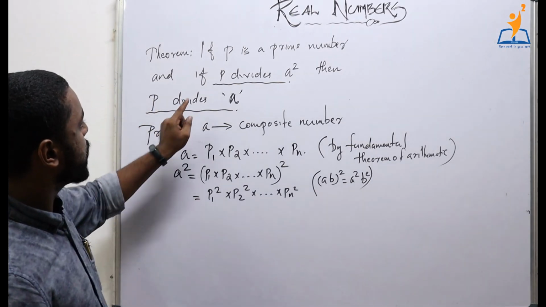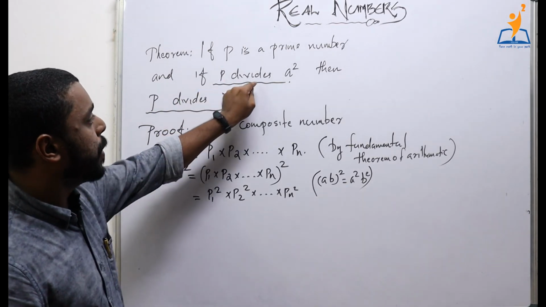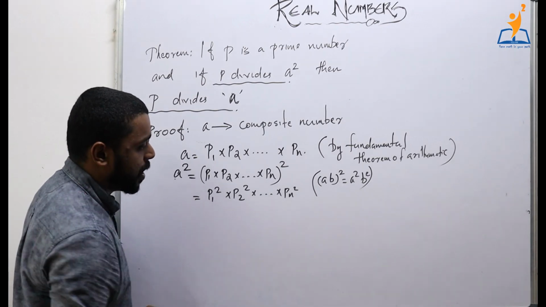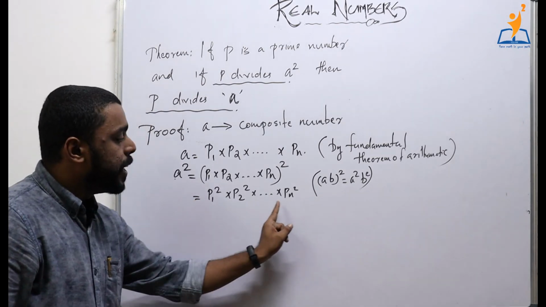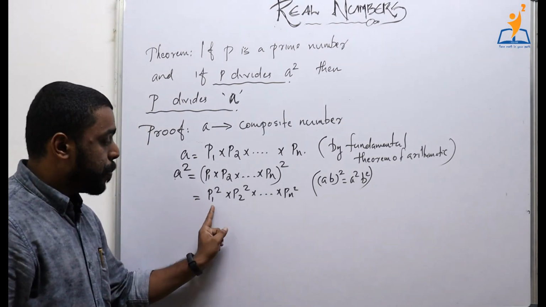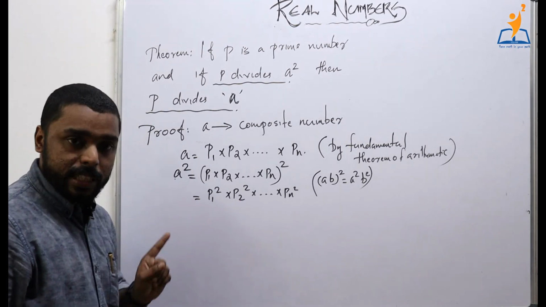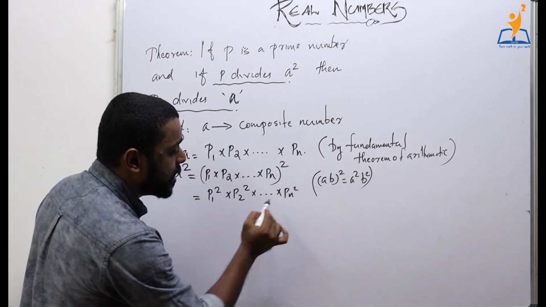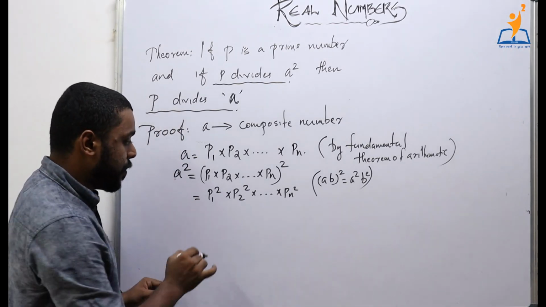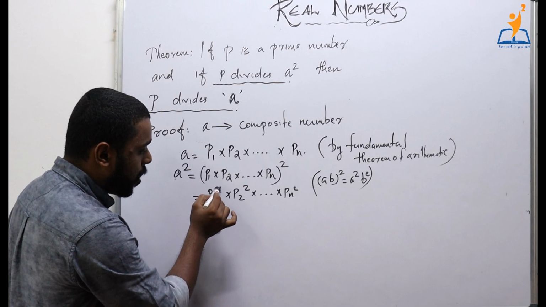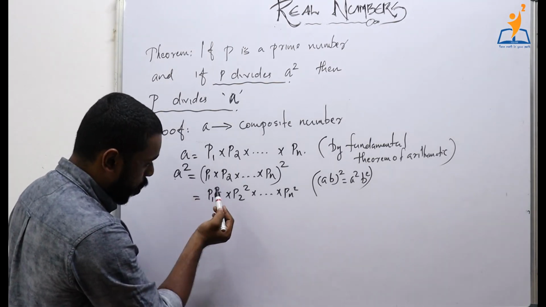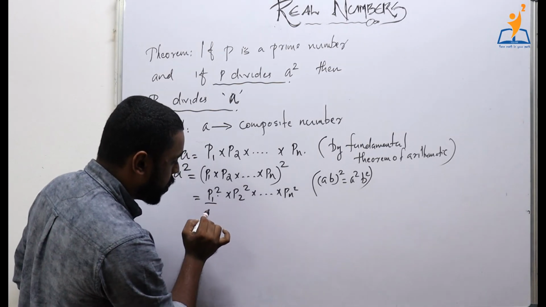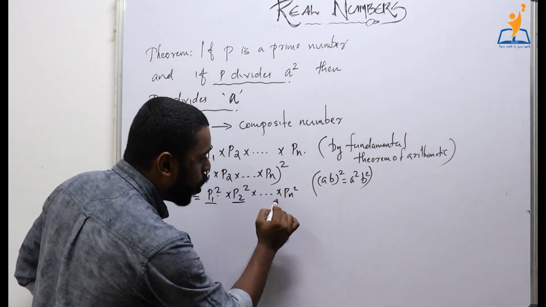Now the theorem states that if P divides A square, where P is a prime number, and A is the product of primes P1, P2, and so on up to Pn, each a prime number. If P divides this product, then P must divide any one of the prime factors. Maybe P divides this, or this, or this.